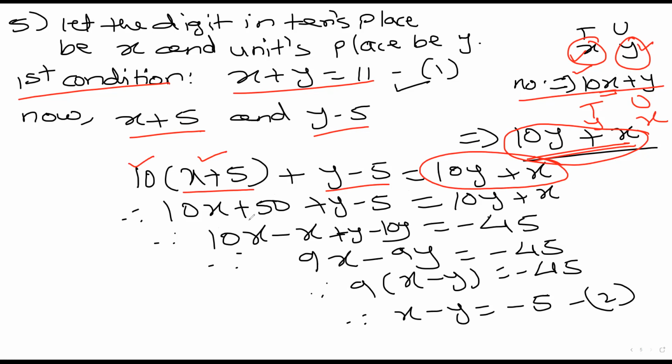So if you open the brackets, you get 10x plus 10 into 5, that is 50, plus y minus 5 is equal to 10y plus x. So you get 10x minus x plus y minus 10y is equal to minus 45. So you get 9x minus 9y is equal to minus 45. When you take 9 common, you get x minus y is equal to minus 5 as the second equation. Now you can easily add equations 1 and 2. You can eliminate y and find the value of x. Is that clear? Yes, sir.